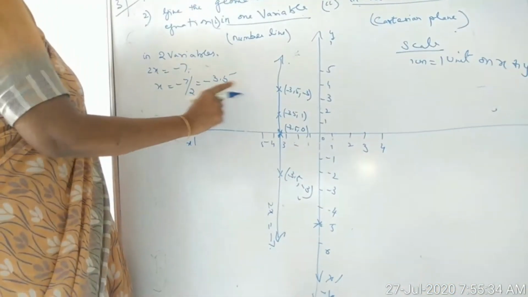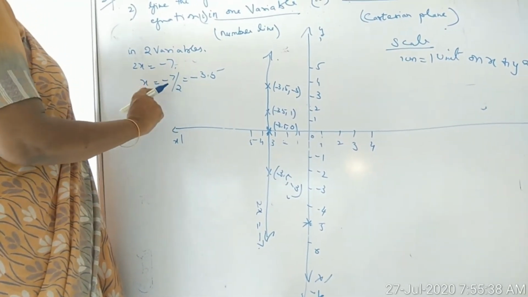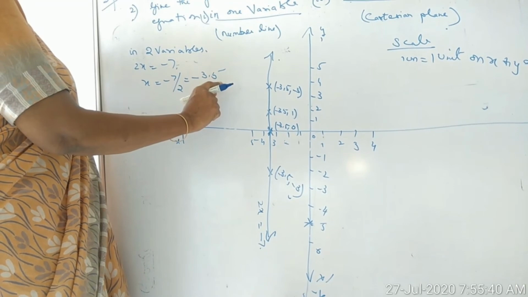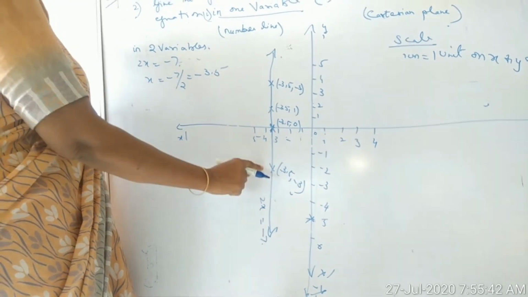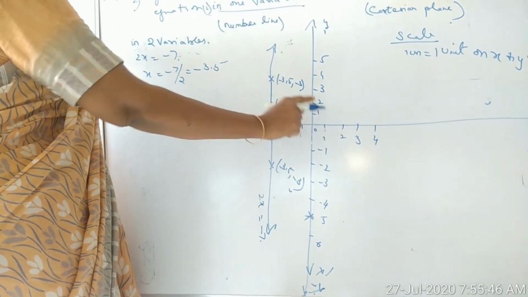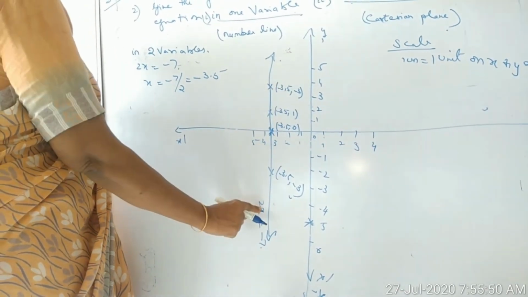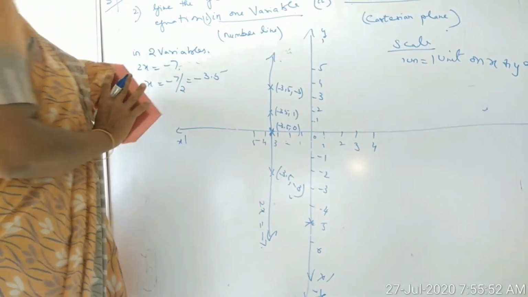Solve the equation. Solve for x. Plot that point on the x-axis only, children. Why? Because this is x is equal to. And when you draw an equation in x, children, it is a line parallel to the y-axis. X is fixed. Y can change.